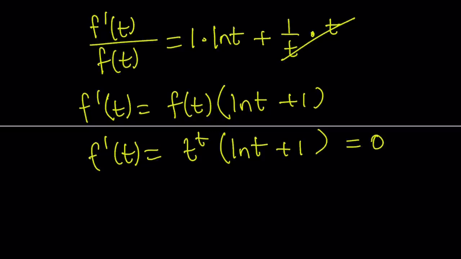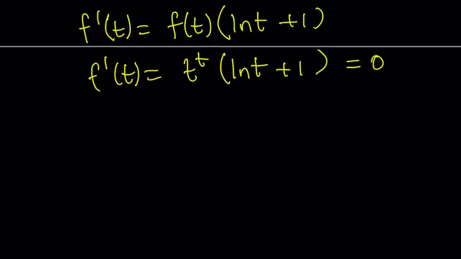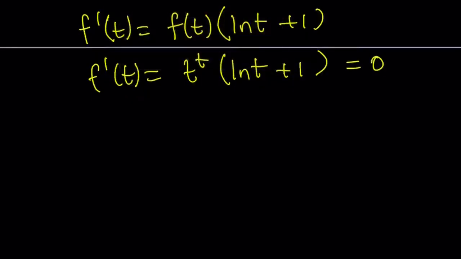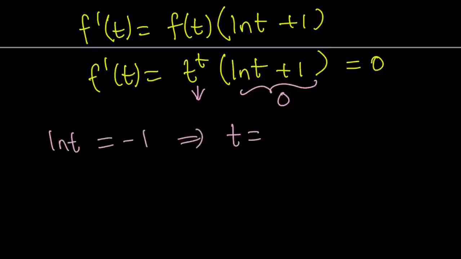Well, if you have sharp corners, that's a different story. Anyways, let's not get into that. Let's just keep it simple. By setting this equal to 0, first of all, t to the t cannot be 0. It's impossible, right? So we're going to set the second factor. This implies ln t equals -1, and that implies t equals e to the power -1, which can be written as 1 over e. So we have something at that point, a maximum or a minimum.